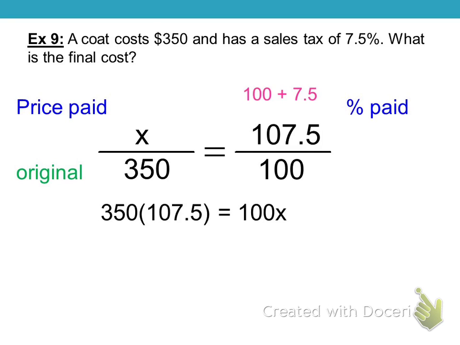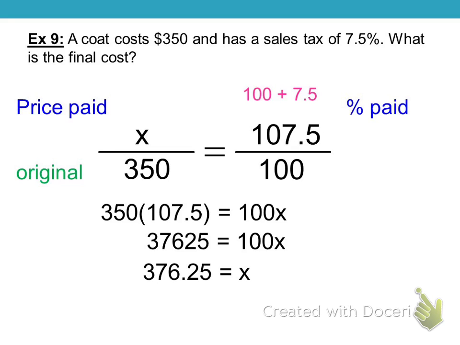Can someone tell me what 350 times 107.5 is? 37,600. Okay, I hear a lot of you saying the same number, and I agree. Okay, and then divide both sides by 100. We are talking about money here, so $376.25.